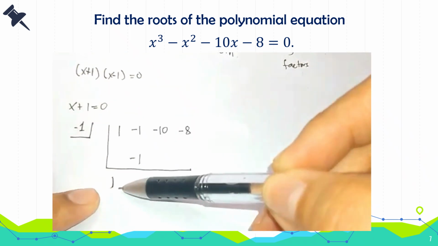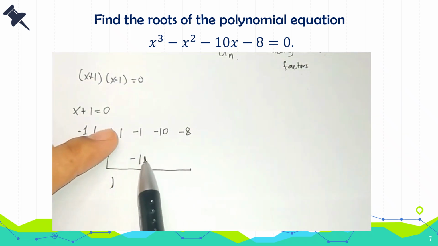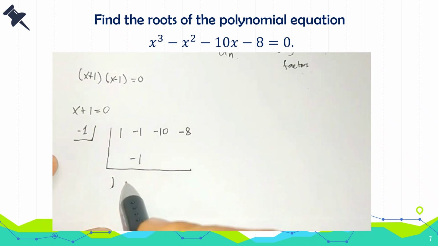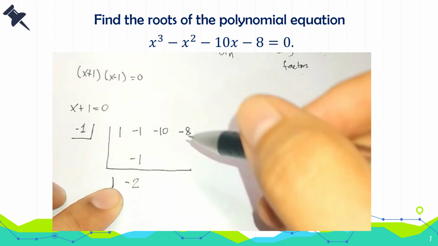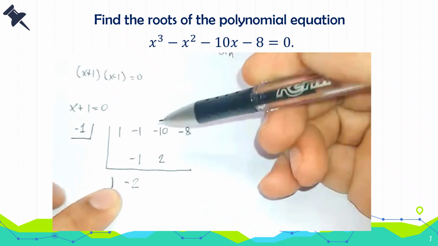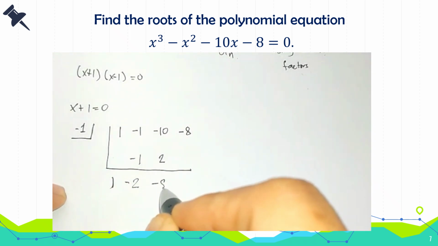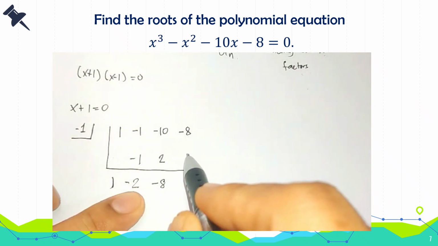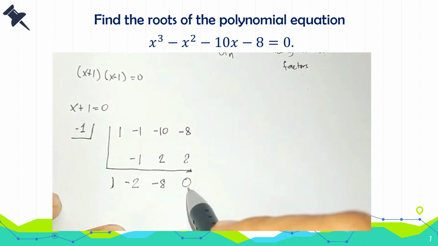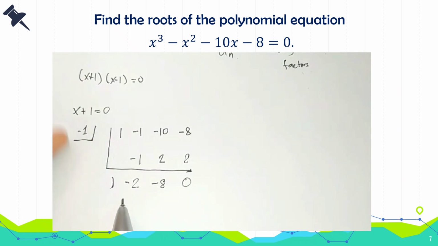Bring down the first value, that is 1, multiply. Negative 1 times 1 will give us negative 1. Negative 1 plus negative 1 will give us negative 2. Negative 1 times negative 2 will give us positive 2. Negative 10 plus 2 will give us negative 8. Negative 1 times negative 8 will give us positive 8. And this will give us 0 for the remainder. If the remainder is 0, therefore, this is a factor of the given polynomial.